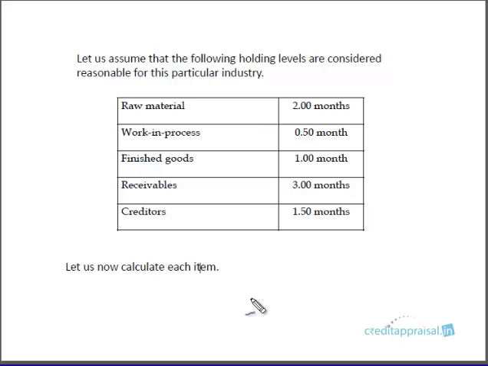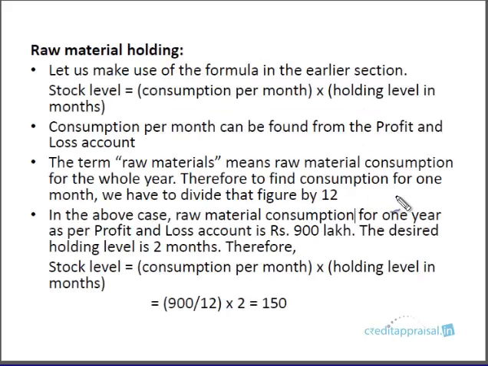Let us assume that the reasonable holding levels in this particular industry are as follows. For units in this industry, a reasonable raw material holding is 2 months, work in progress half month, finished goods 1 month, receivables 3 months, creditors 1.5 months. This is as per our judgment. We feel that for units in this particular industry, these are the reasonable holding levels. So let us calculate each item.